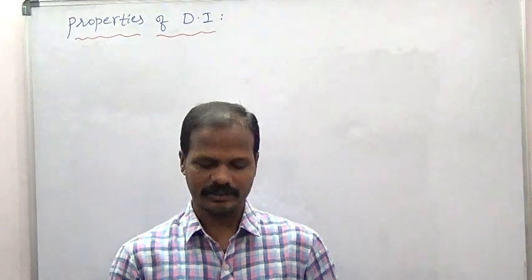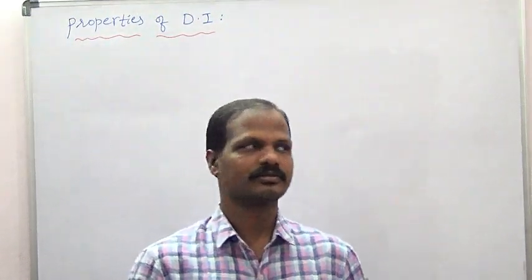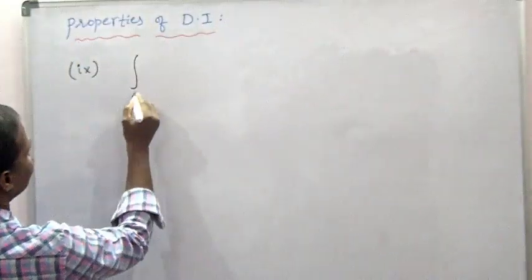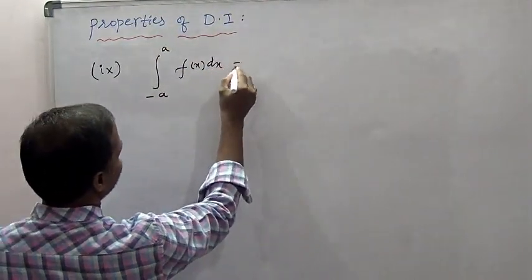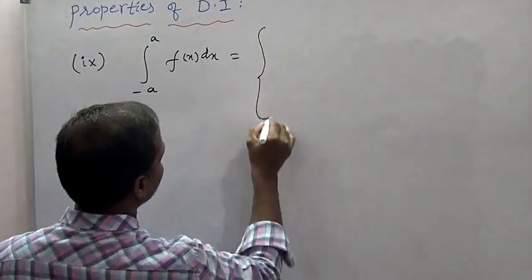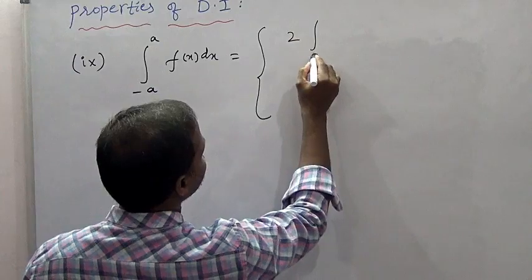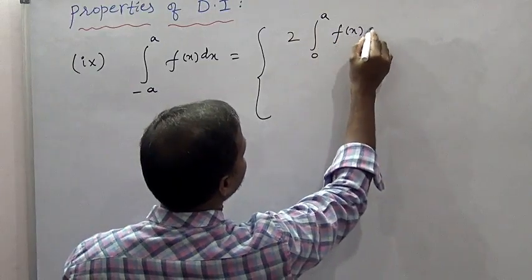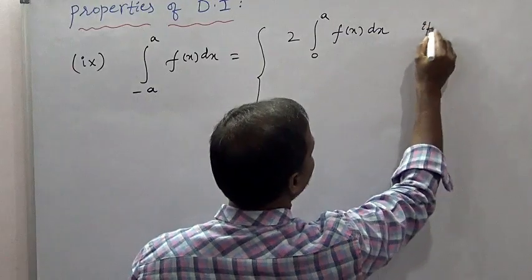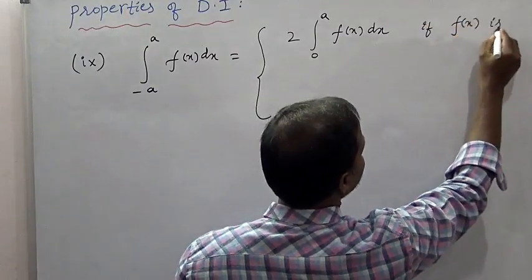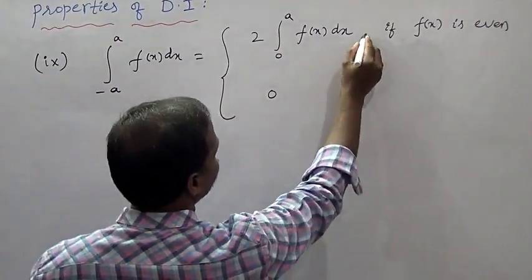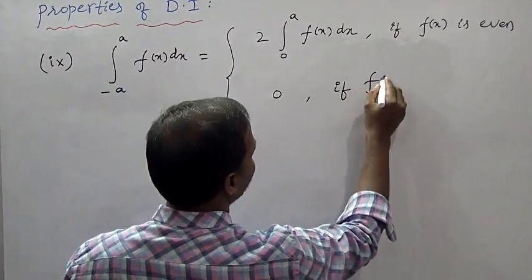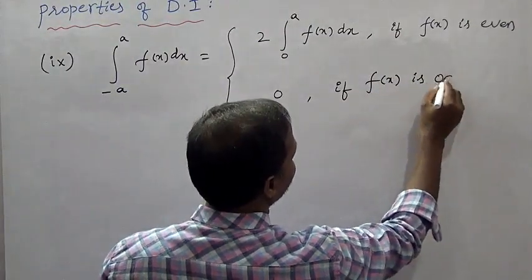Okay, so now next property in definite integrals. Integral from minus a to a f of x dx equal to 2 into integral 0 to a f of x dx if f of x is even function, and 0 if f of x is odd function.